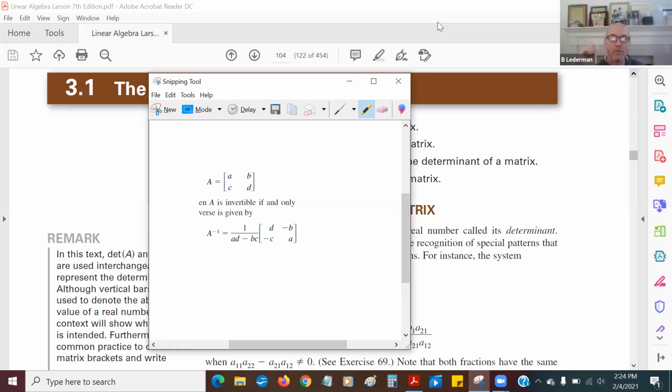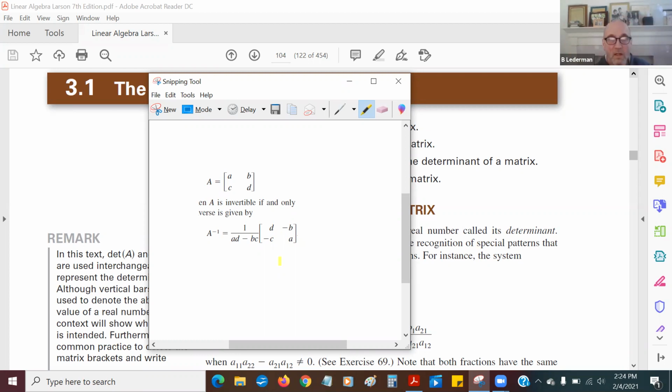Hi, everybody. We're rolling now into chapter 3, and we're at 3.1. Before I start 3.1, I just want to remind everyone of a situation back in the second chapter. We learned that if A is a 2 by 2 matrix, A, B, C, D, then the inverse of A is 1 over AD minus BC times this new matrix, D, negative B, negative C, A. We did that back in, I think, section 2.3 or something like that.